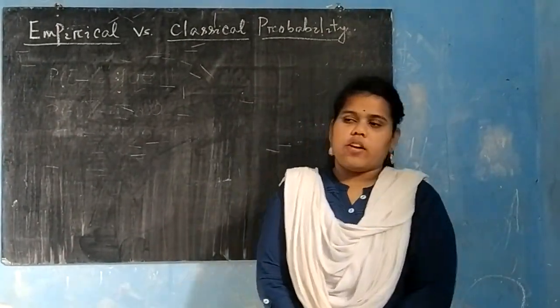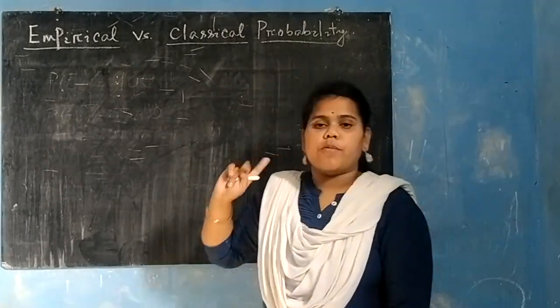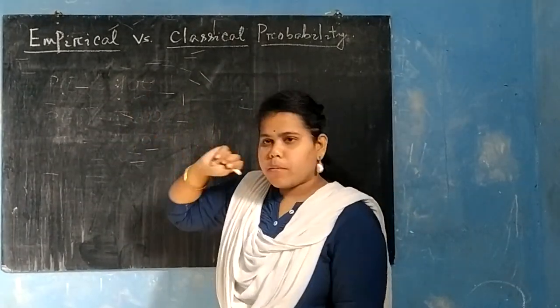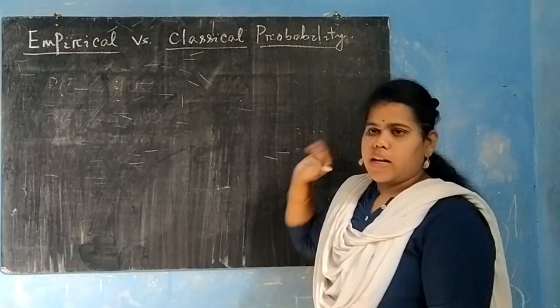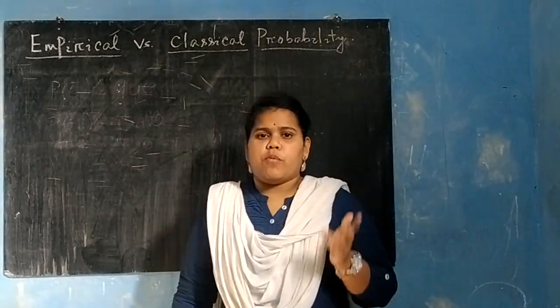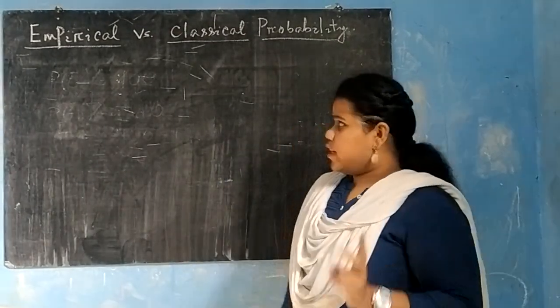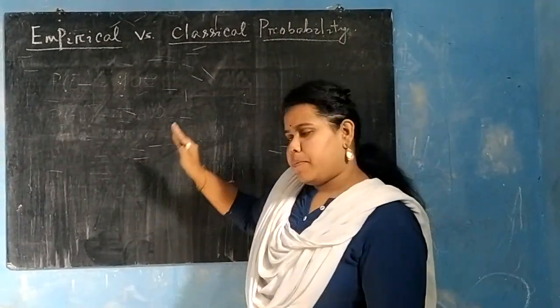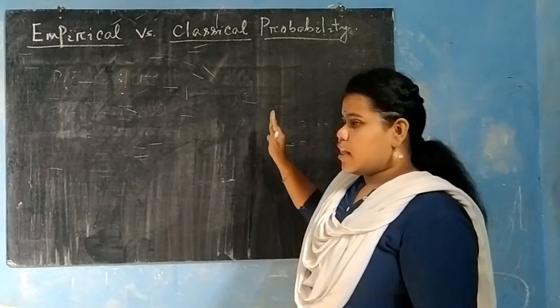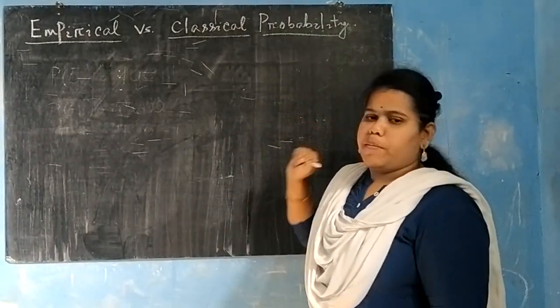In this section we are going to discuss two aspects of probability. One is empirical probability and another is classical probability. You know, probability is a chance of an event. There are two types of probability. One is experimental probability, another is the classical probability or theoretical probability.